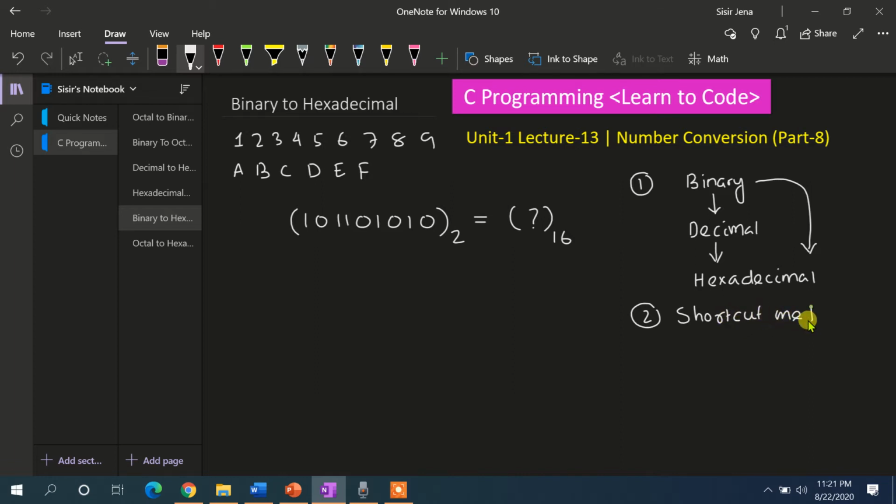We will only discuss the shortcut method. Let me first discuss this with a quick example, by taking a small example. Let's say the binary number is 101101, given to you, and you are asked to find its hexadecimal equivalent. What is the hexadecimal equivalent of this?